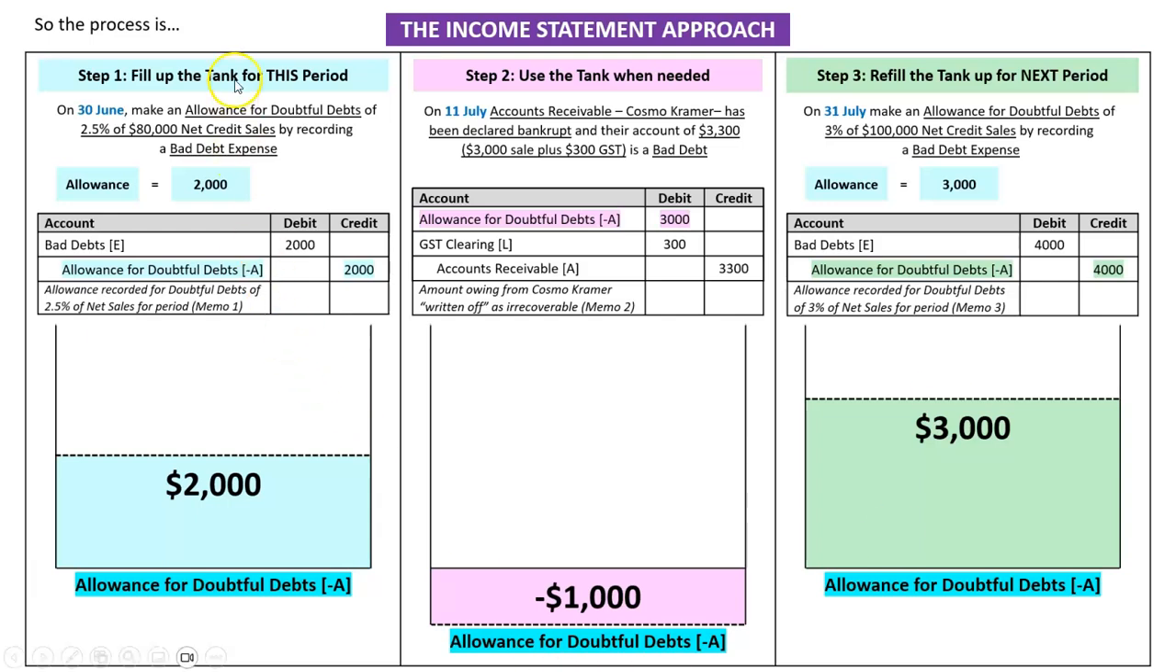Step 1, fill up the tank. Step 2, use the tank when we actually have a bad debt. Step 3, refill the tank up for the next period. The only difference was in the numbers. We just had to get it from step 2, from a negative balance up to a positive balance, and we just did that by increasing the number here. But the procedure is the same. So make sure you know these three steps, and you'll be able to handle any situation you get with bad and doubtful debts.